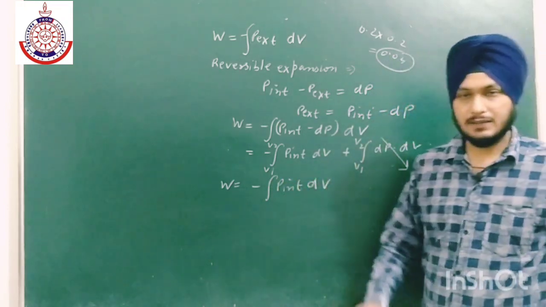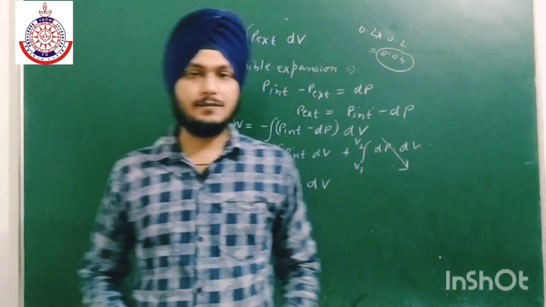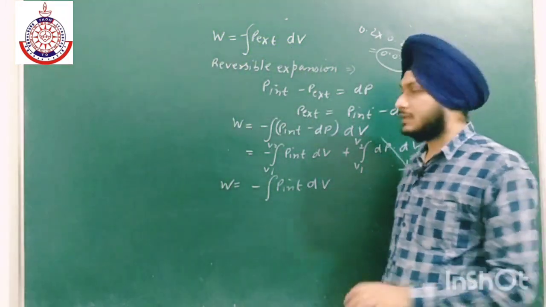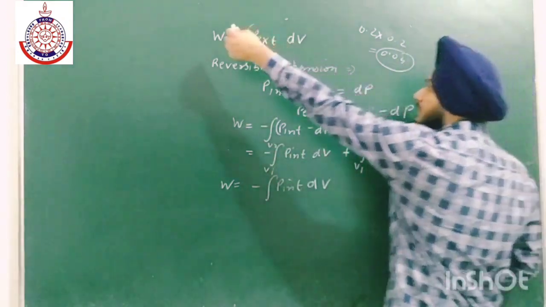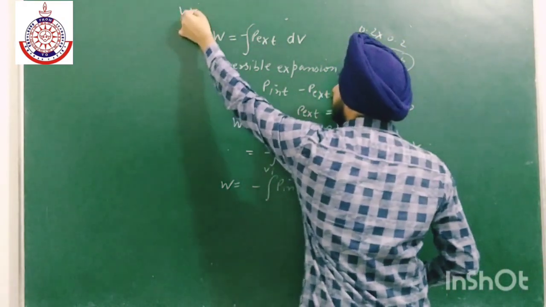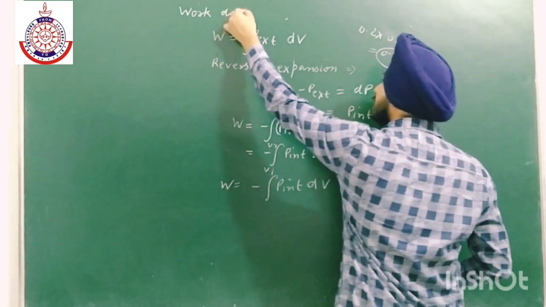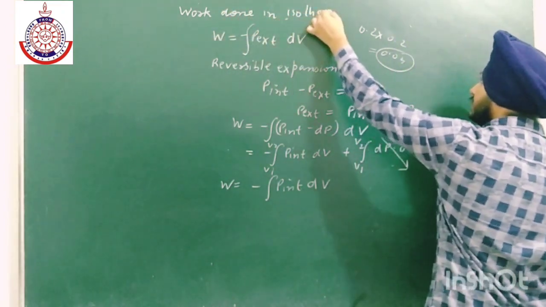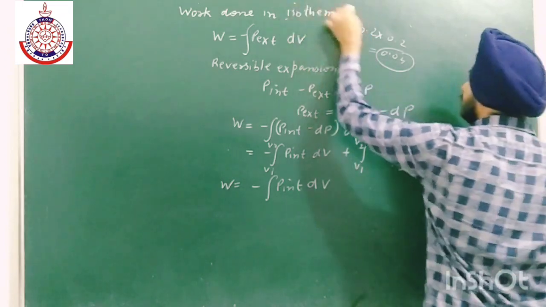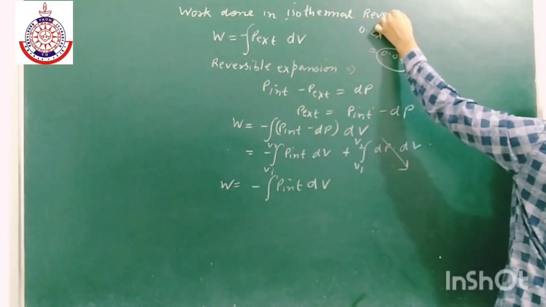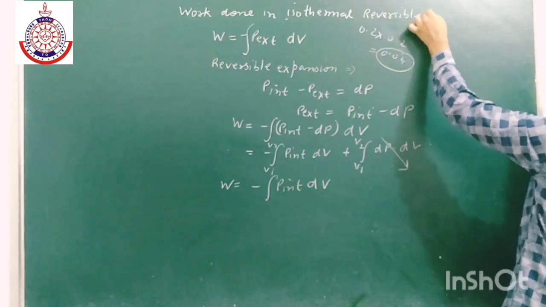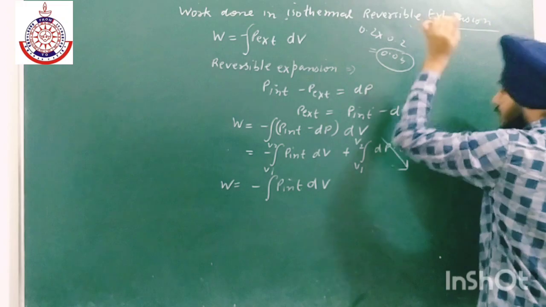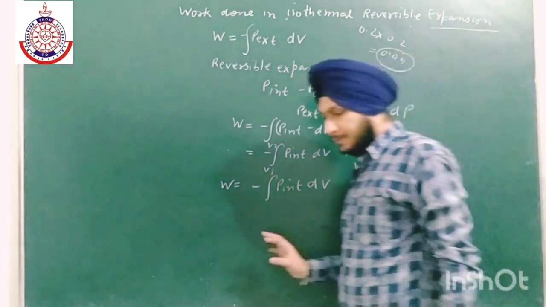Okay, so we are deriving the work in case of reversible expansion, and if we take the temperature as constant, I am taking the temperature to be constant, then this is the work done in isothermal reversible expansion. Work done in isothermal reversible expansion.